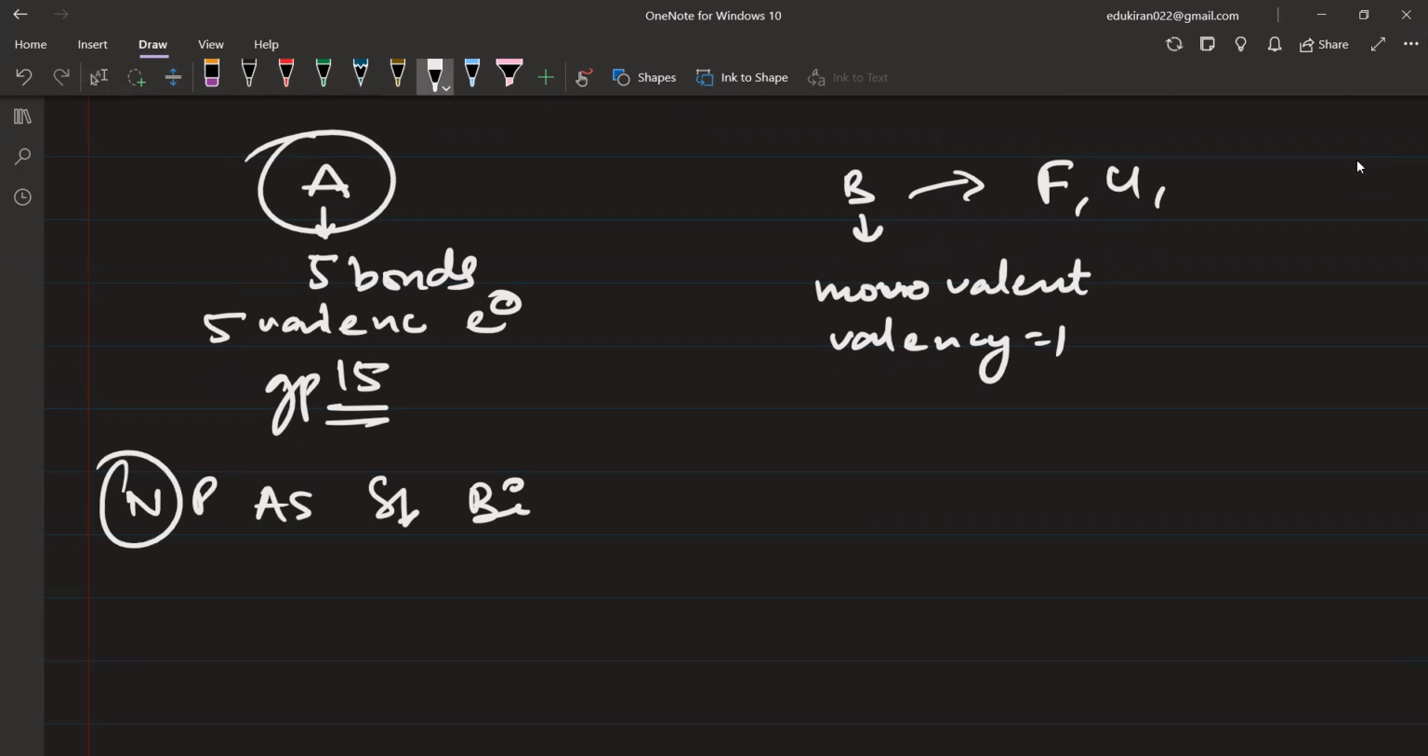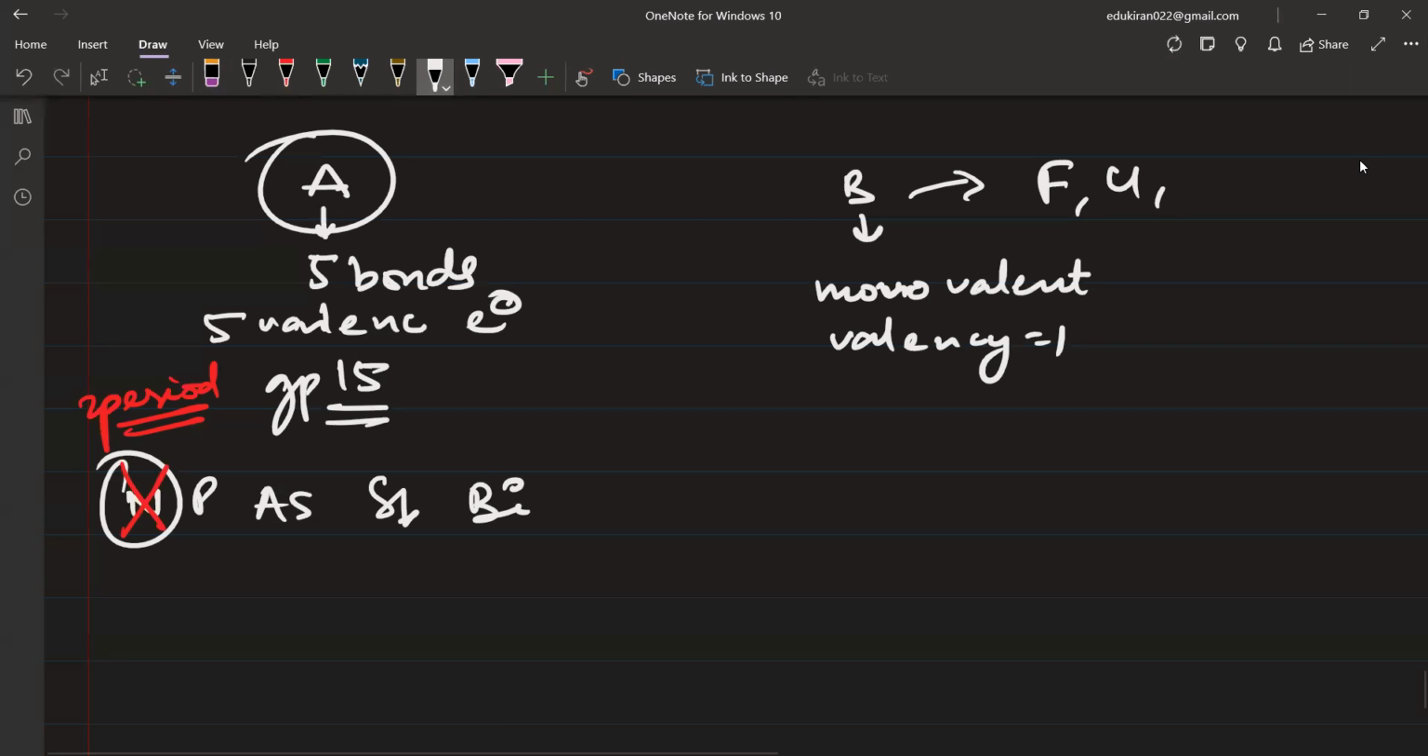Now, can nitrogen make 5 bonds? No, absolutely no. It cannot make 5 bonds. Why? Because it is a second period element. And a second period element does not have the d orbital, right? Aapke paas yahan pe shell number kya hai? 2 hai. 2 mein 2s hota hai, 2p hota hai, 2d to hota nahi hai. To uske paas utni jagah hi nahi hai ki 5 bond bana sake. It cannot have 10 valence electrons. Okay, it cannot have 10 valence electrons.